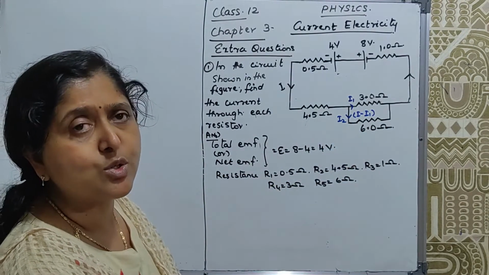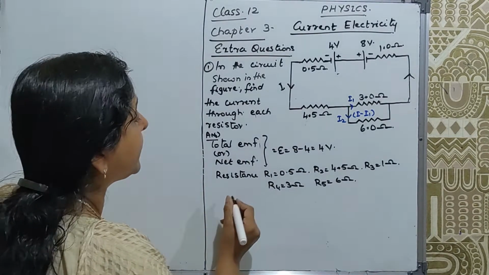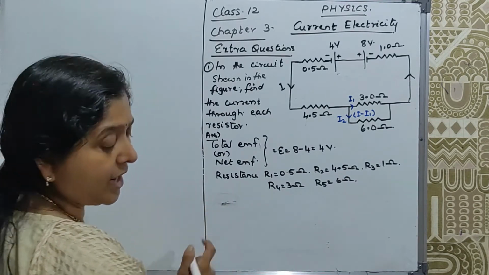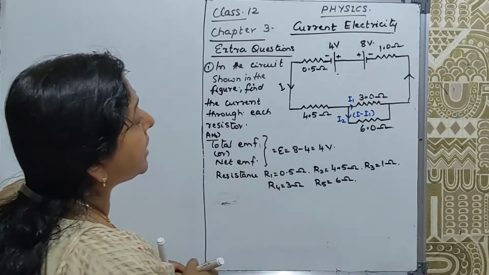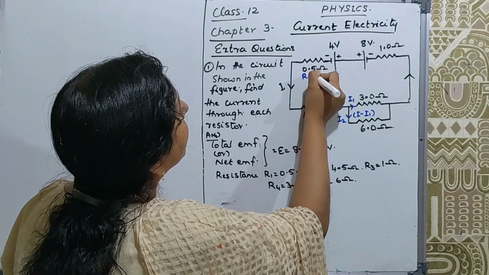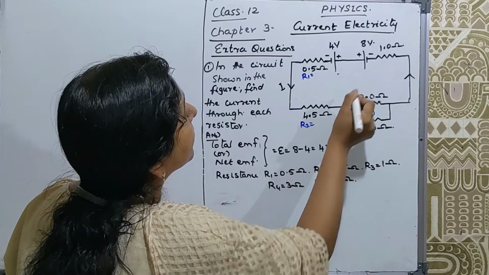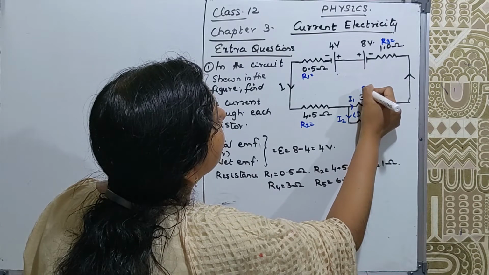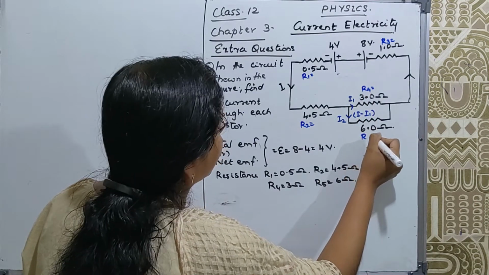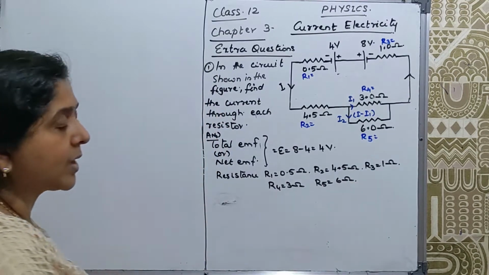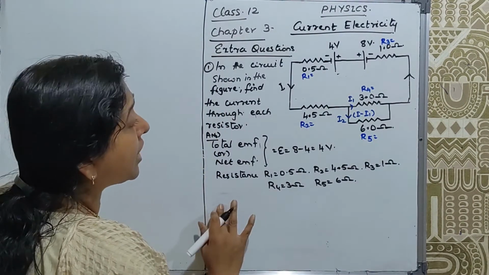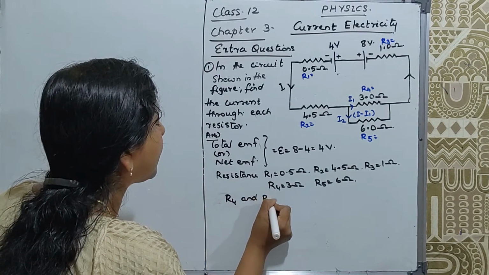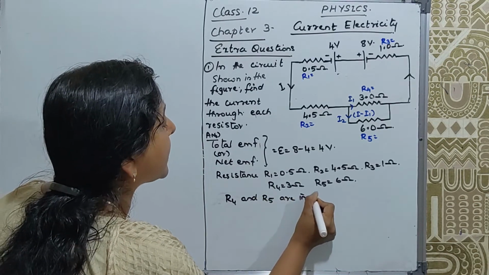So we have to find out the total resistance in the parallel combination. So total resistance. We'll write R4 and R5 are in parallel. Now here R4 and R5 are in parallel.